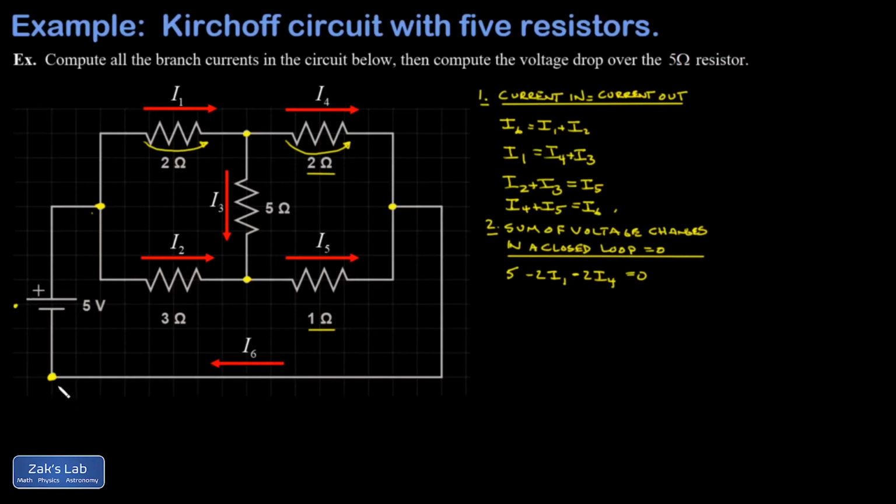All right, then I pass through the lower branch instead. So I have 5 volts minus I2 times 3 ohms. I can call that 3 I2. Minus I5 times 1 ohm, that's minus I5, equals 0. Now when we're dealing with a system of 6 equations and 6 unknowns, doing this by hand is unreasonable, and I'm going to use a computer algebra system for this.